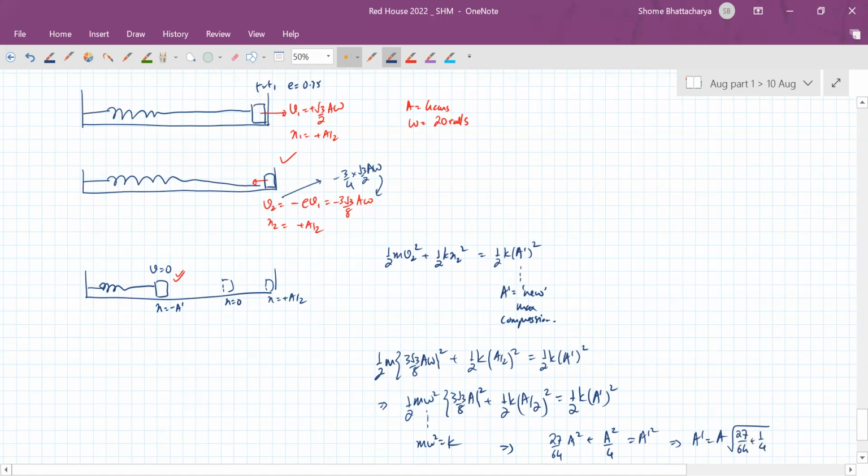So when you work this out, you'll see that obviously this A prime is less than A, but this will be the exact value. So we are still using work energy, but I'm using it in the language of SHM, which makes it a little bit easier. And remember, capital A was 4 centimeters.